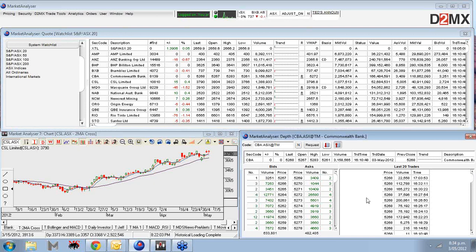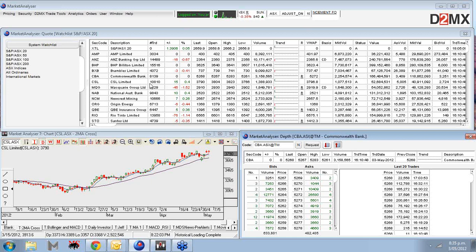Now something like BHP, CBA trade huge quantities in a day, and these will be flicking over quite fast while the market's open. But if you're in some of the smaller shares, you'll actually see the trades going through as they happen. They'll be more obvious because they're coming through in lumps, and it's very often possible to see your order executed when it actually hits the market.